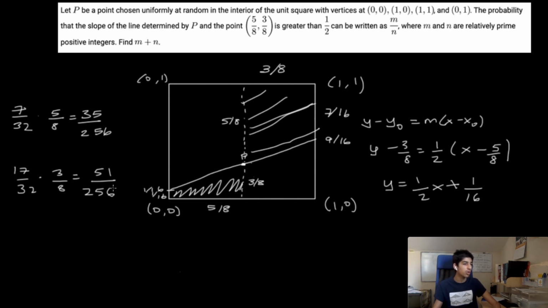Now we have all the regions that satisfy the problem, so we can add these up. And luckily these add up easily because they have the same denominator. So we have 51 plus 35, which is 86. So we have 86 over 256. Oh wait, this is not simplified, so 43 over 128. Now that's simplified. Adding the numerator and denominator, we get our answer of 171.